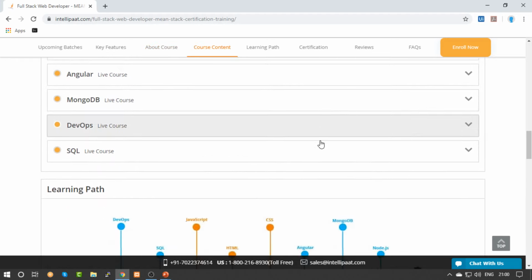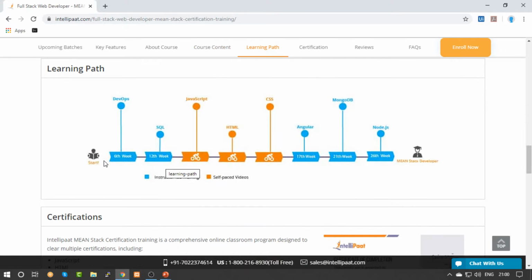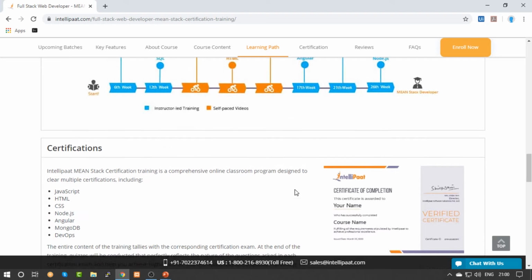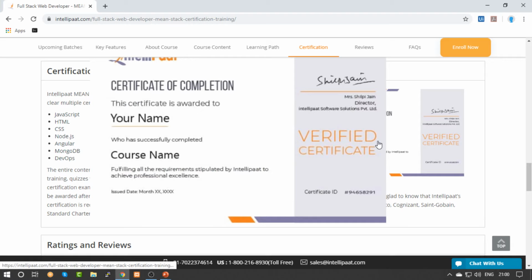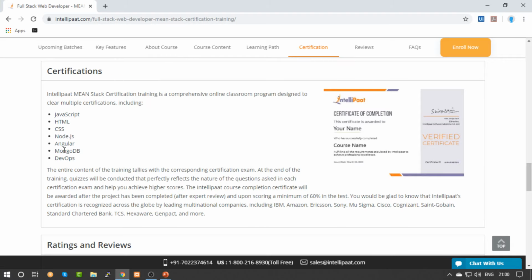So these are all the things that you will be taught. This is the learning path. You can take a look at this and understand how you would be taught all the things. And as you can see, in 26 weeks, you could become a full stack developer. And after you have completed the entire course and passed all the exams and the quizzes, then you get a certificate. This is what the certificate would look like, and this certificate is an important thing because it could help you get identified in a crowd.